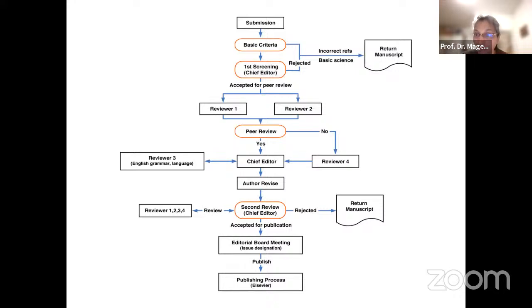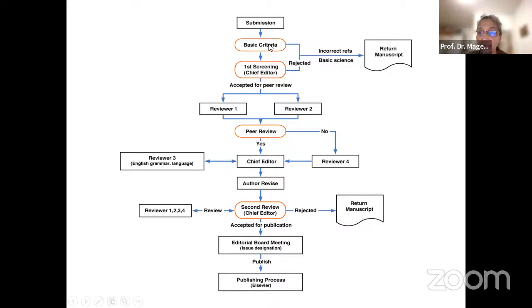So the first thing is, before starting the writing, you need to go and read what the journal actually wants. Then you submit. The moment you submit, it goes to the people who check the formatting, whether the author followed the requirements of the journal. So did the author follow the requirements of the journal? If it followed, then it will go to the next level, the chief editor.